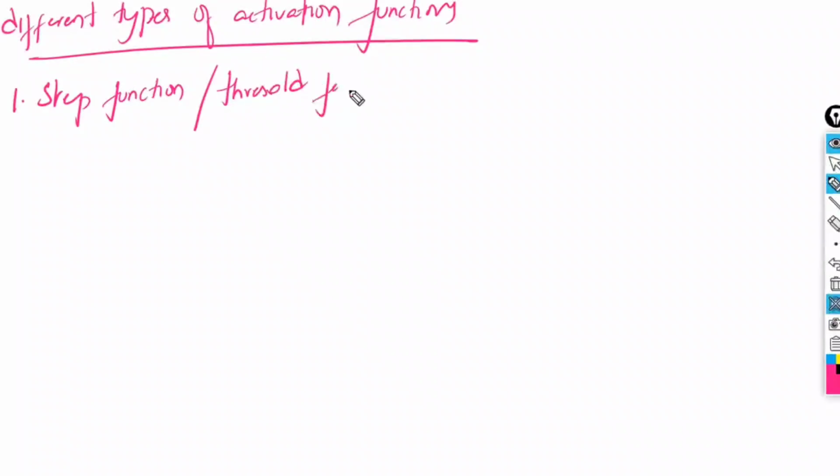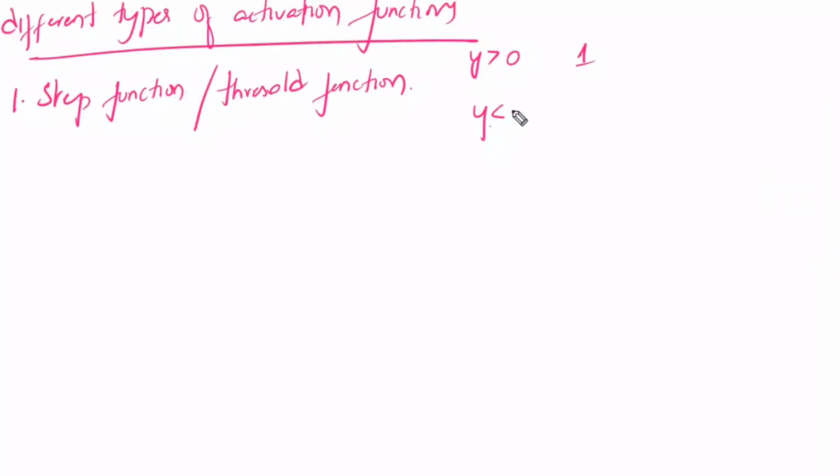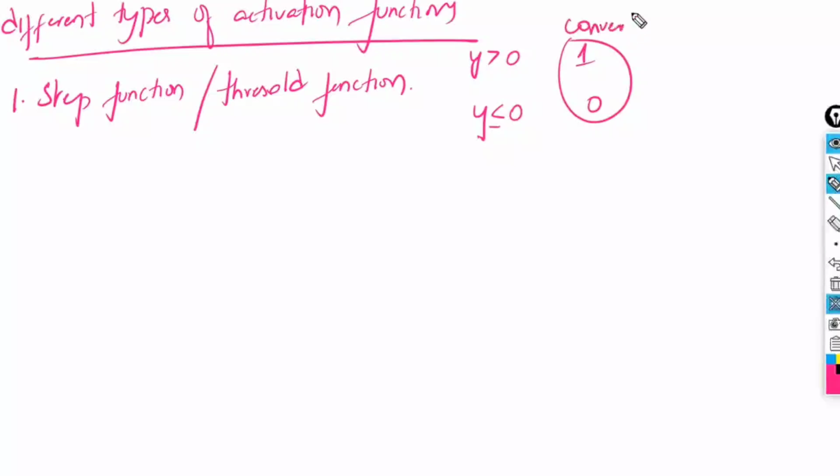The step function, where if the value is greater than or equal to 0, it will convert to 1. If the value is less than or equal to 0, it will convert to 0. Equal to 0 also, the output is 0 only, right? So if the value is greater than 0, it is converting to 1. It will convert like this in the step function.